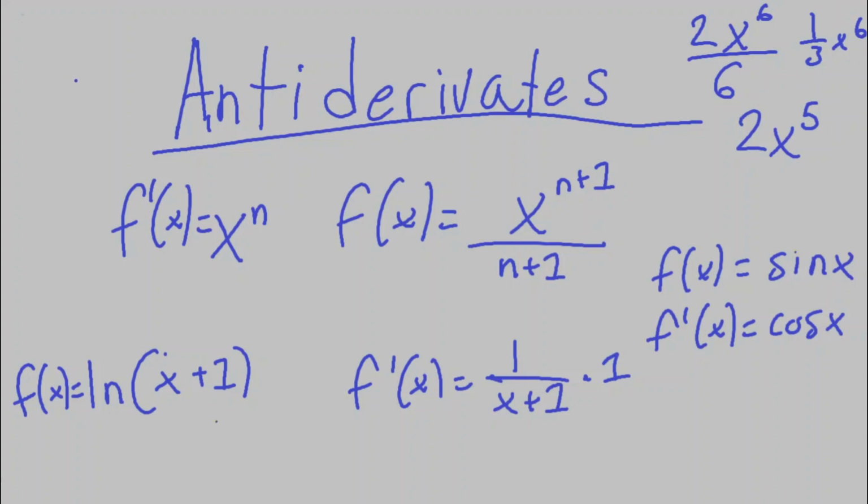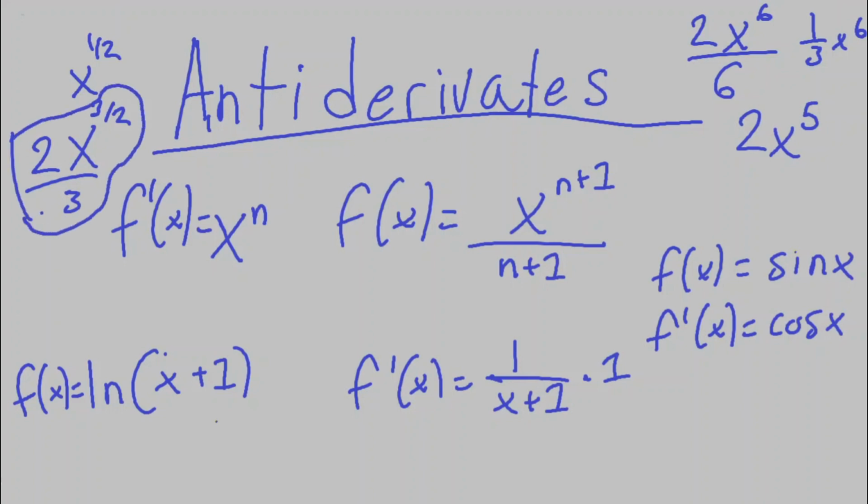And let's also do the antiderivative of x to the 1/2. We would add 1 to the exponent, so it would be 3/2. And then we divide by the exponent. So if we divide by 3/2, it's going to be times 2 over 3. So that would be our antiderivative of x to the 1/2 power, or square root of x.